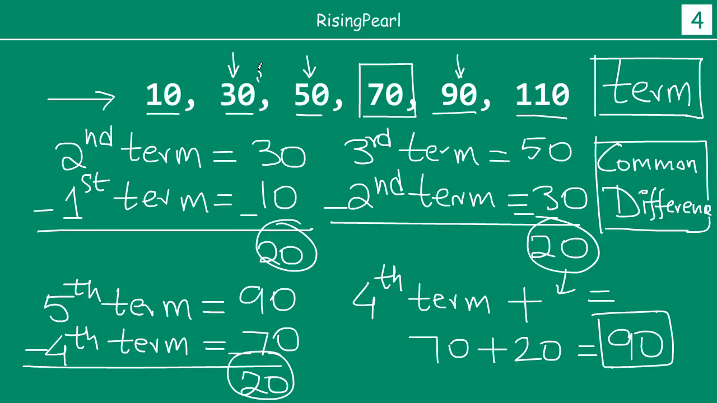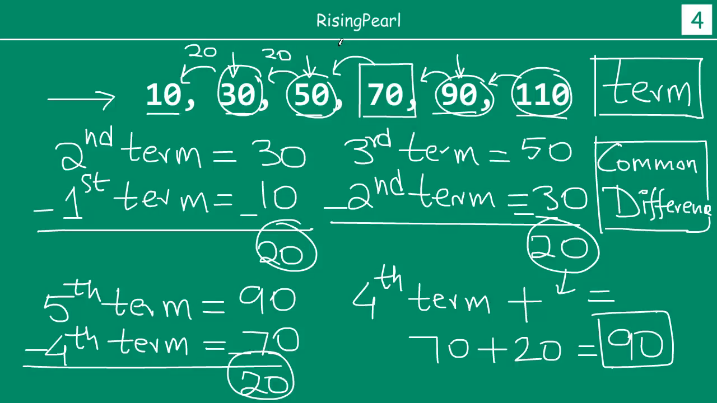Whether we take this term and subtract 10, we get 20. If we take this term and subtract the previous term, we get 20. Similarly for every other term, we get 20. So 20 is really the common difference for this particular series. It is very important to keep this in mind.